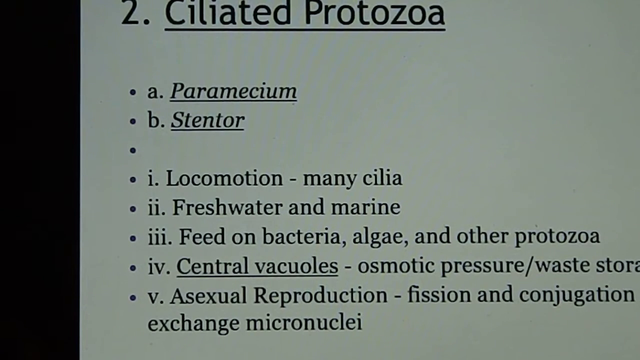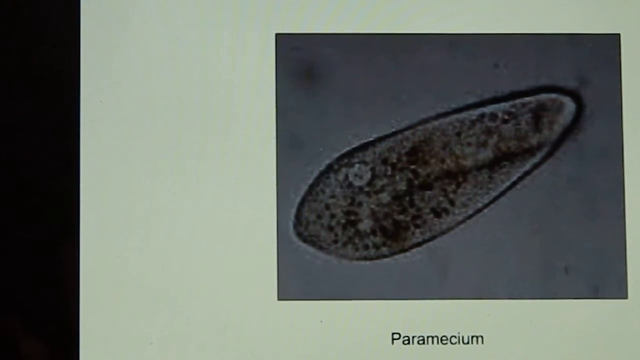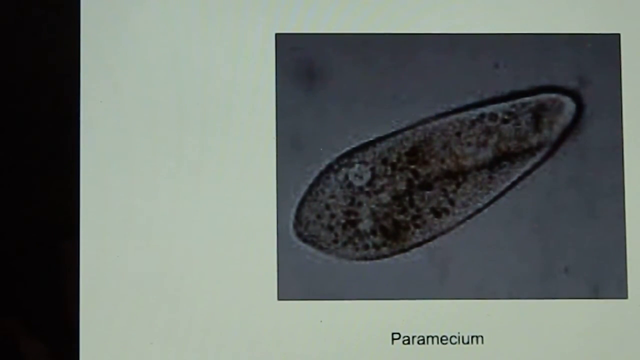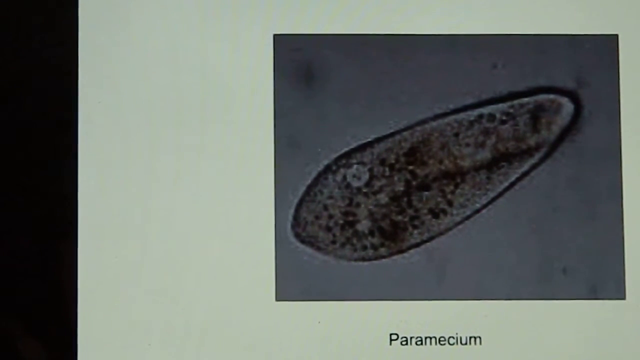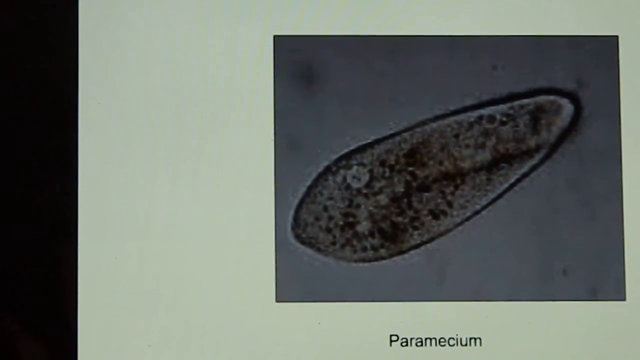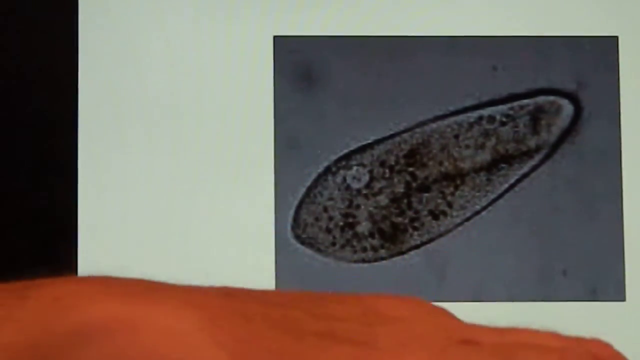And when two come together, they swap these micronuclei, and it allows for some genetic diversity. So here's a paramecium, and if you look at the slides at home, you'll see that there's a faint halo around it, and those are all those cilia that allow it to move around really quickly.